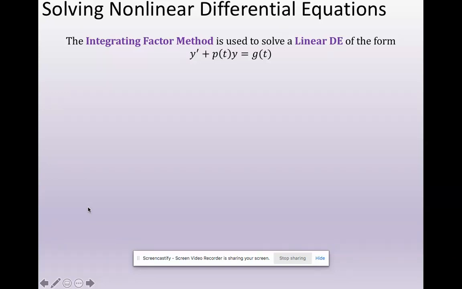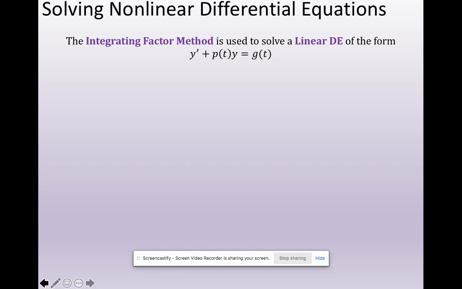Hey kids, so far we've been dealing with linear differential equations. Now I'm going to show you how to solve nonlinear differential equations, sort of, right? Nonlinear differential equations create a lot of headaches, so I'm going to give you a type of nonlinear differential equation that we can manipulate into solving.